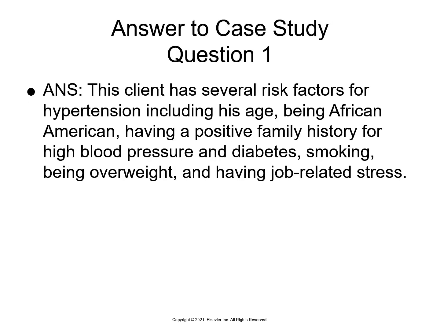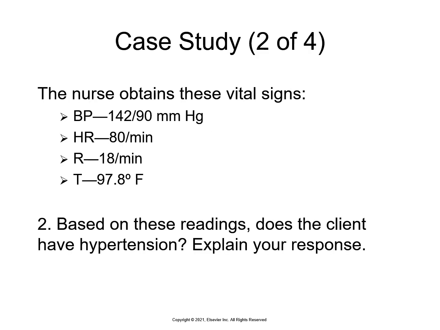He has a lot of risk factors, doesn't he? His age, he's African American, he has a positive family history for high blood pressure and diabetes. He smokes, he's overweight, and he has job-related stress. He's a sitting duck. So, you as the nurse obtain these vital signs.